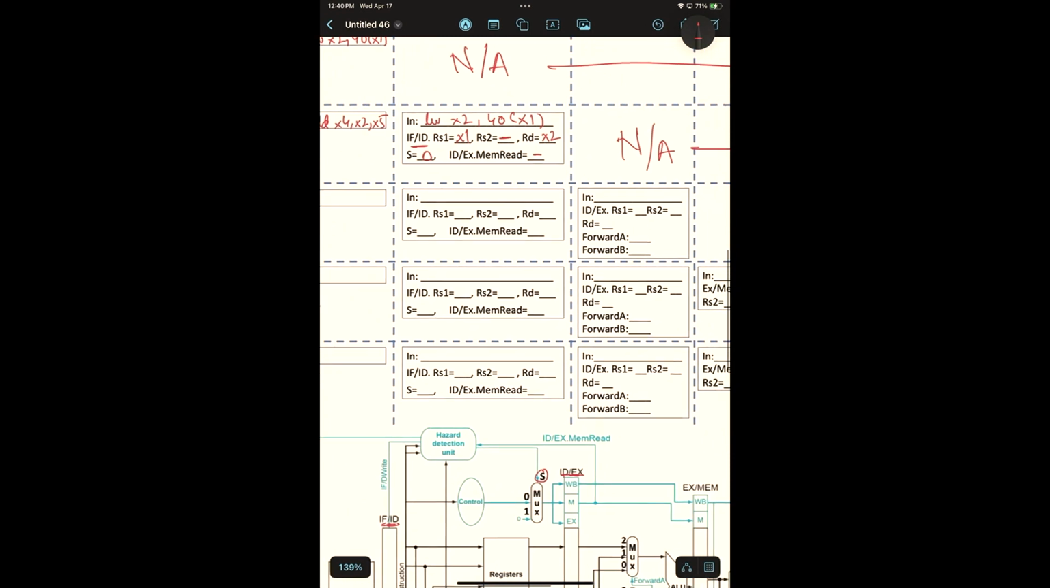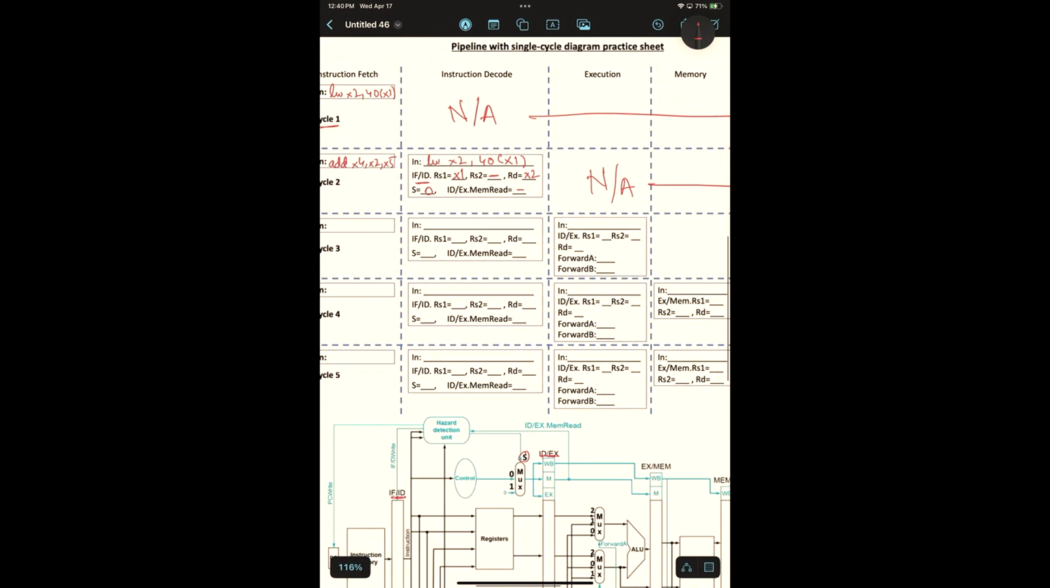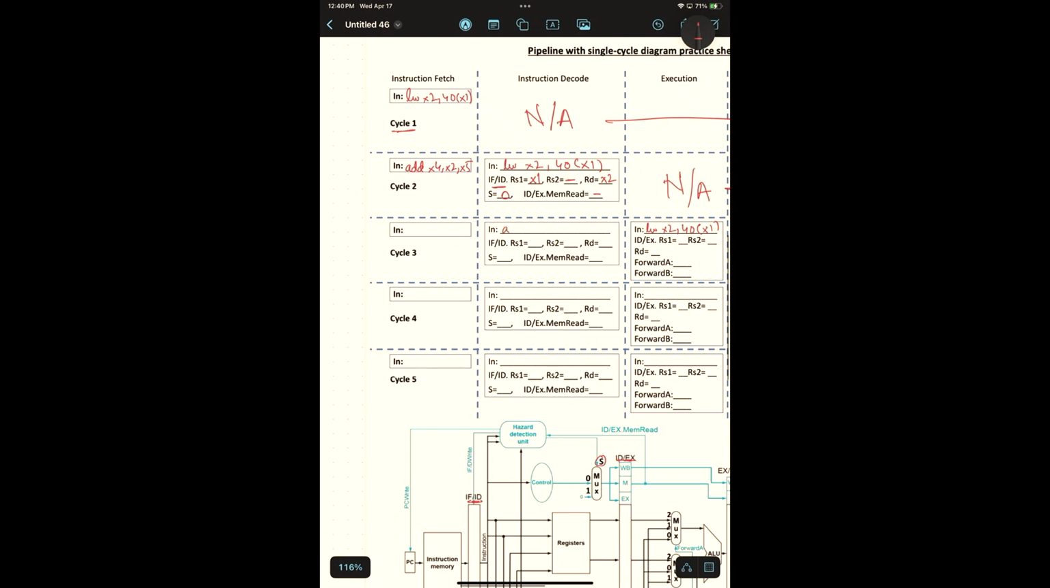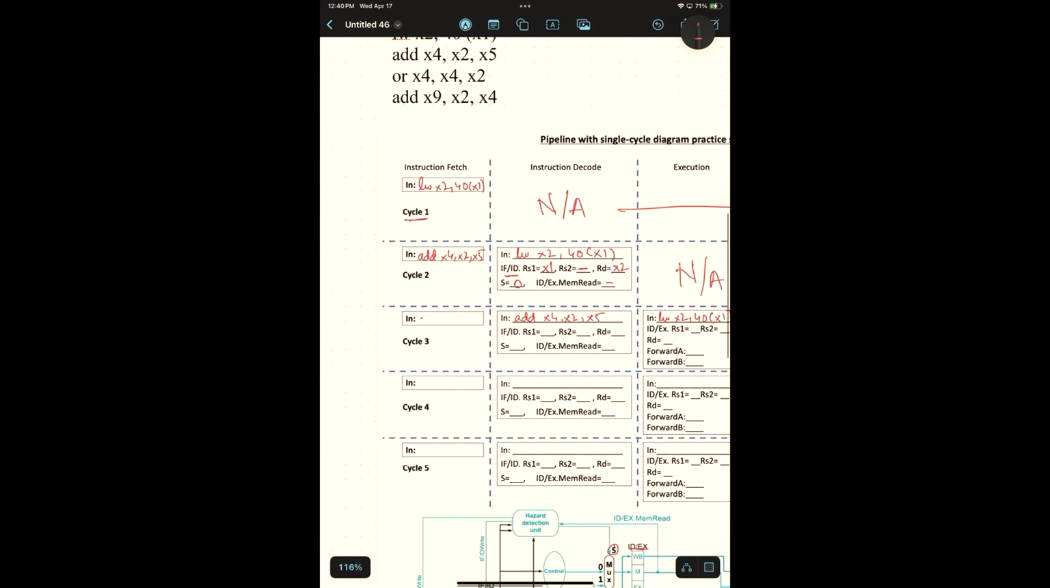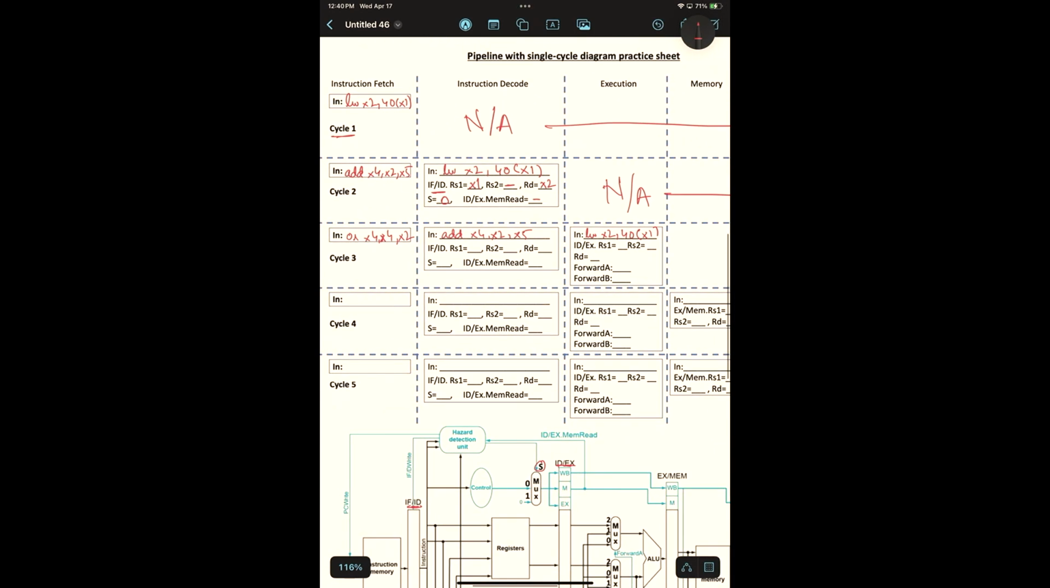In clock cycle number 3, this is important. Again, the same instruction, you write LW x2 40 x1, which has reached here. The next instruction is here, add x4, x2, x5, and another instruction would be fetched, which is OR x4, x4, and x2. Just try writing the values of RS1 here in the execution phase, which is again x1, there is no RS2, RD is x2.